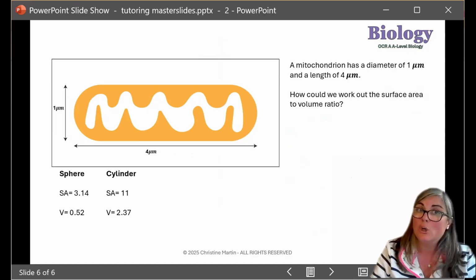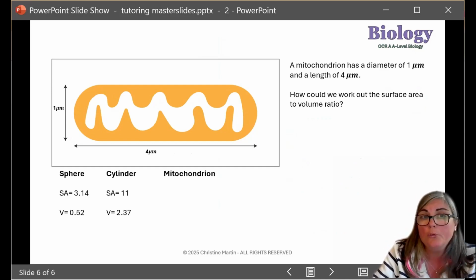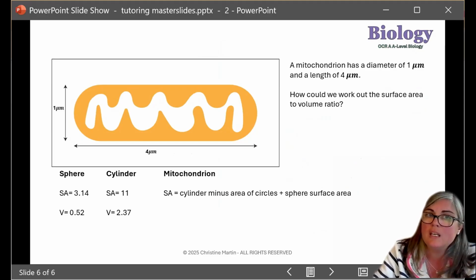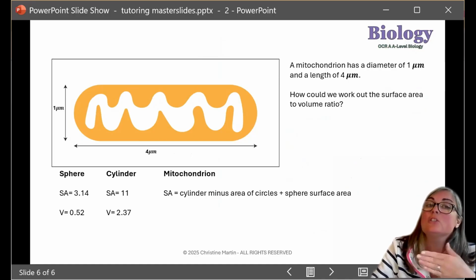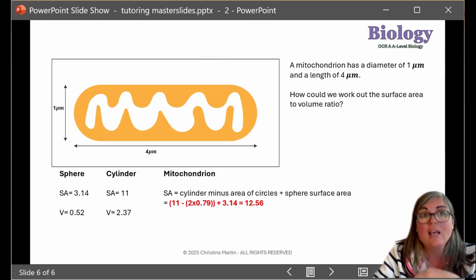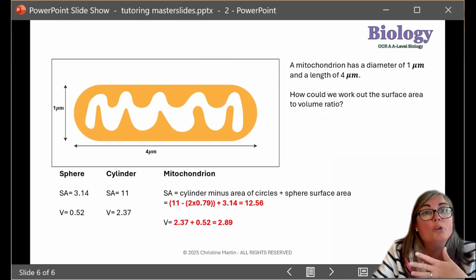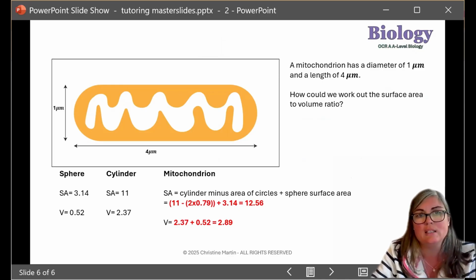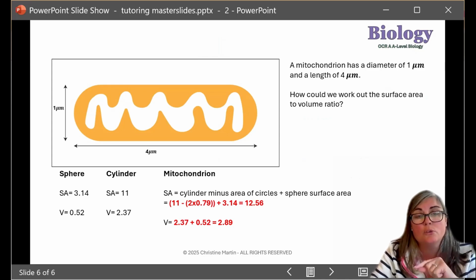out the values for the mitochondrion. So to do that then, to work out the surface area to volume ratio for the mitochondrion, we need to take the surface area of our cylinder minus the area of the circles. We then add that to the surface area of the sphere, and that would give us an answer of 12.56. And then we need to add our volumes together for our sphere and our cylinder. And what do we get? We get 2.89.